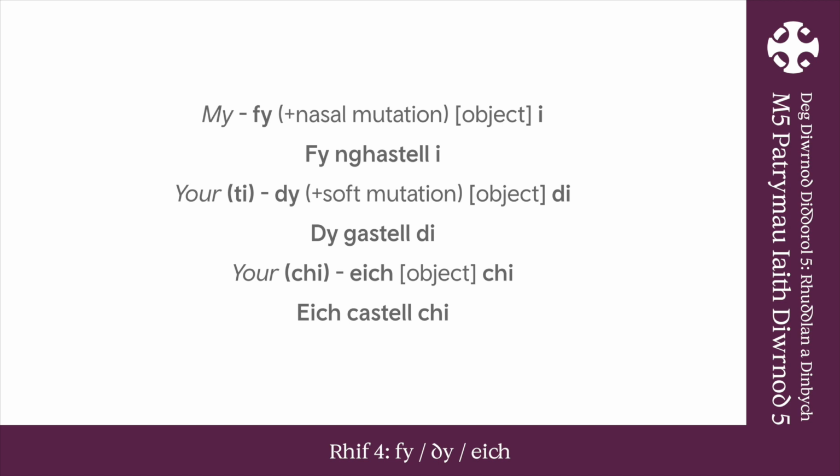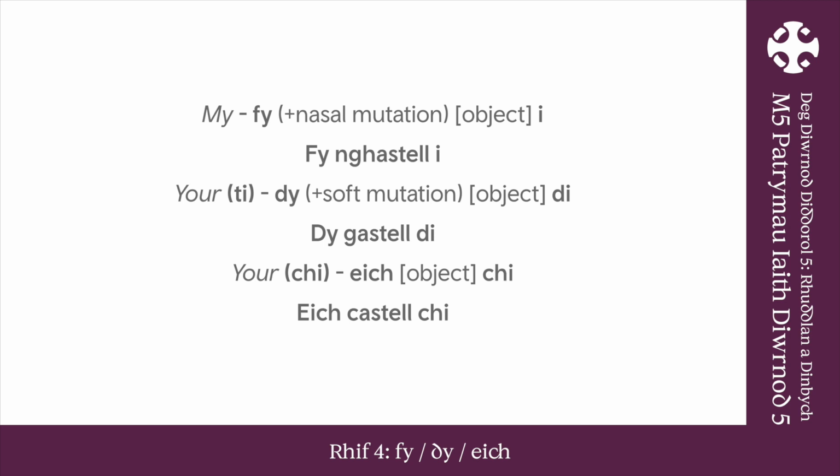Your, informal: dy plus the soft mutation on the object, di. Dy gastell di. Dy frenin di. Your, chi, plural or formal: eich, with the object, chi. Eich castell chi. Eich brenin chi.